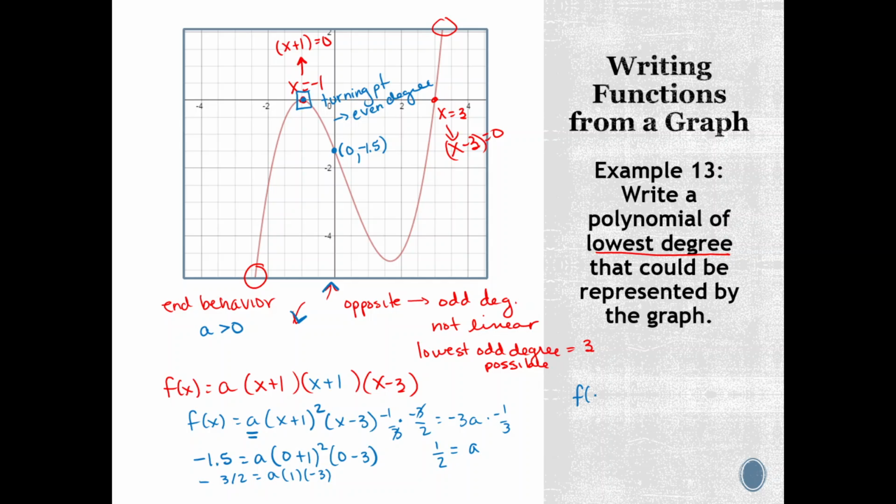So my final answer is 1/2 times x plus 1 squared times x minus 3. And that is my polynomial that matches this graph, at least the one of lowest degree. It could be actually a 5th degree, and this x plus 1 is occurring 4 times, or something like that. But the lowest degree possible that could give me that graph would be this function right here. Okay, so we can take the function and get the graph, or we can take the graph and get the function. So hopefully that helps. Get some practice at that.